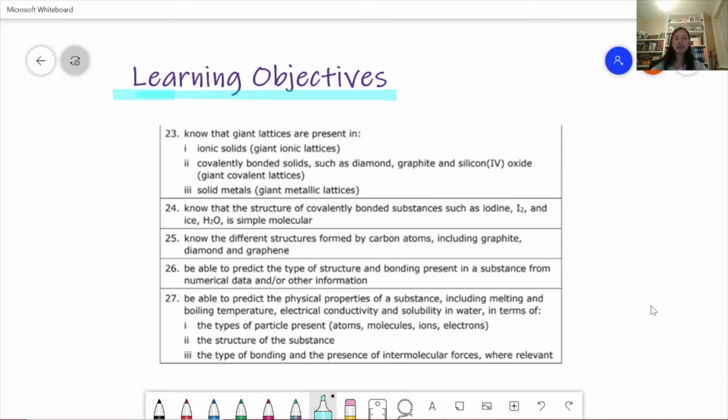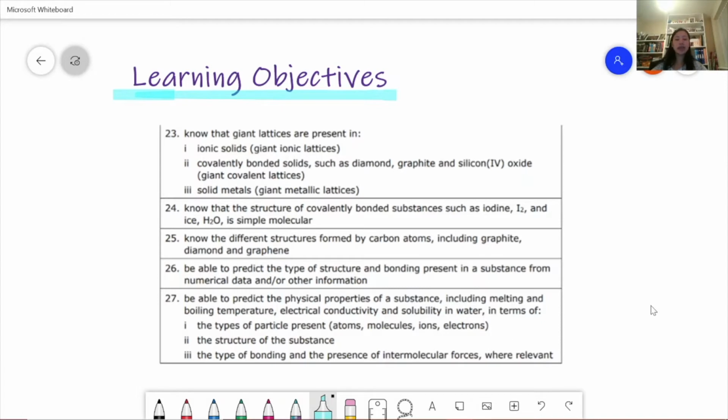Today's learning objectives are to know that giant lattices are present in ionic solids, covalently bonded solids, and solid metals. The second is to know that the structure of covalently bonded substances such as iodine and ice are simple molecular, and to know the different structures formed by carbon atoms.